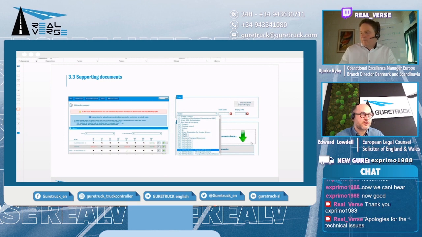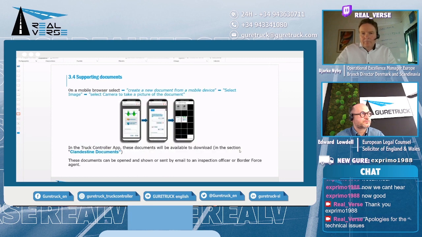And so from here, we can drag and drop. We can select a document from our desktop. Or as I was saying, we have the other option on a mobile browser. You can also enter truckcontroller.com, go through the same link, and here we can click on the button, create a new document from a mobile device.